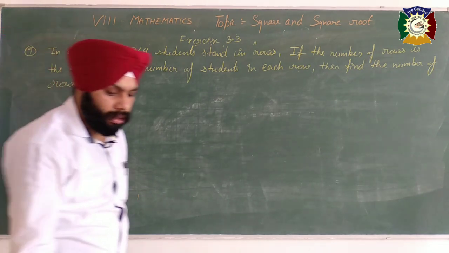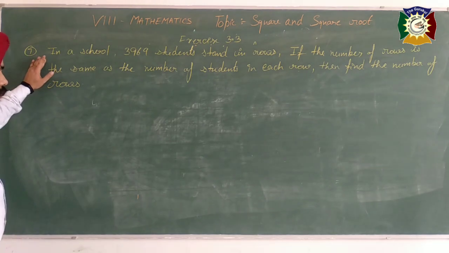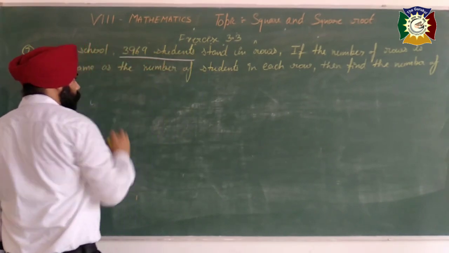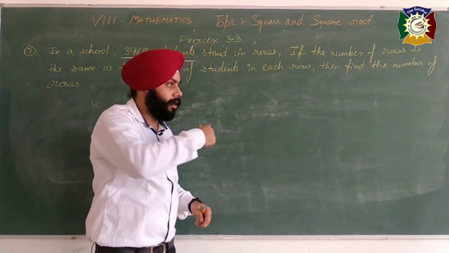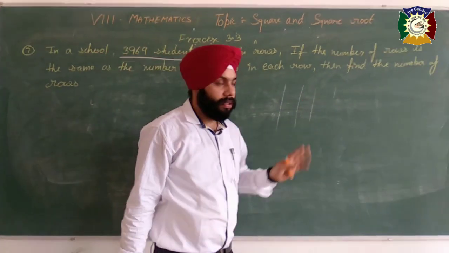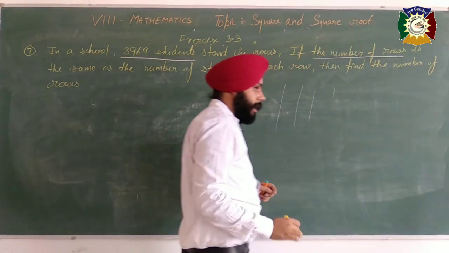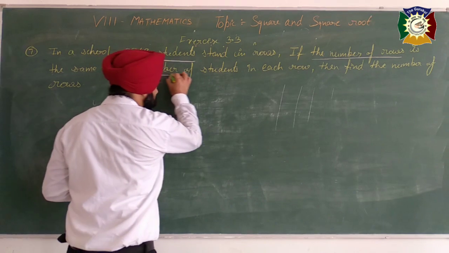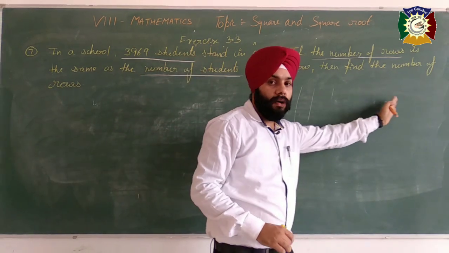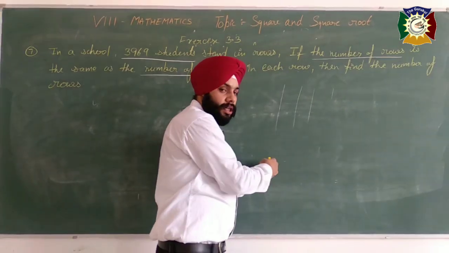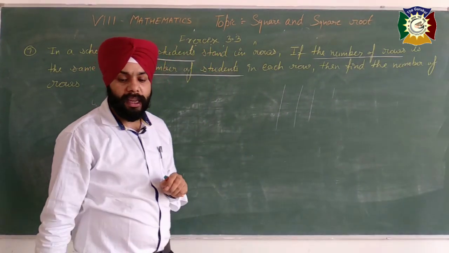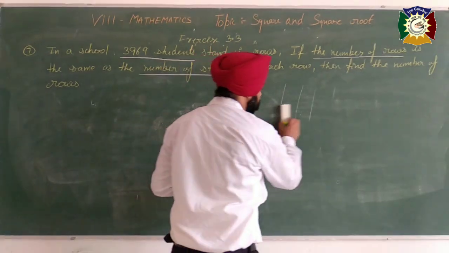Now see this question, what they said. In a school there are total 3,969 students. They are standing in rows like this, 1 row, 2 row, 3 row, 4 row. And if the number of rows is the same as the number of students in each row. If one row has 21 students, then 21 rows will be formed. If one row has 40 students, then 40 rows will be formed. Then find the number of rows. So we have to find how many such rows will be formed.